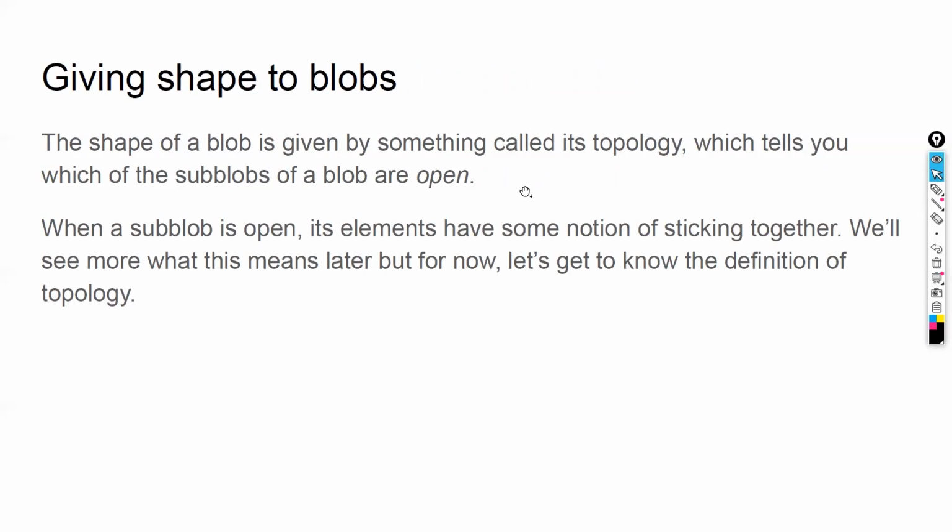All right, finally, let's talk about giving shapes to blobs. The shape of the blob for us is going to be given by something called the topology. The topology is going to tell you which of the subblobs of a blob are open. So open is a very special quality. When a subblob is open, its elements will have some notion of sticking together. We'll see more what this means later, but for now, let's get to know the definition of topology.